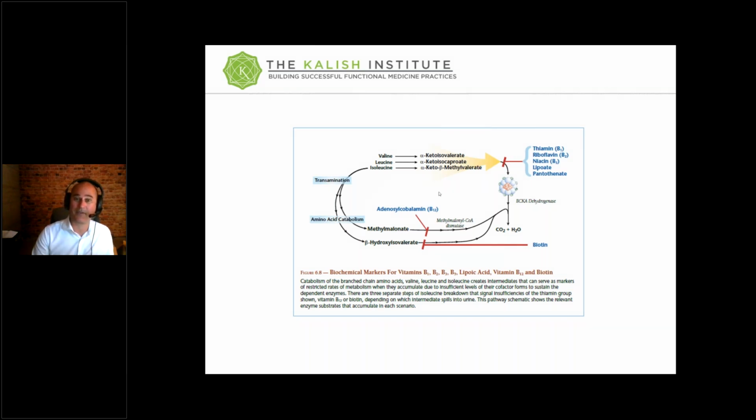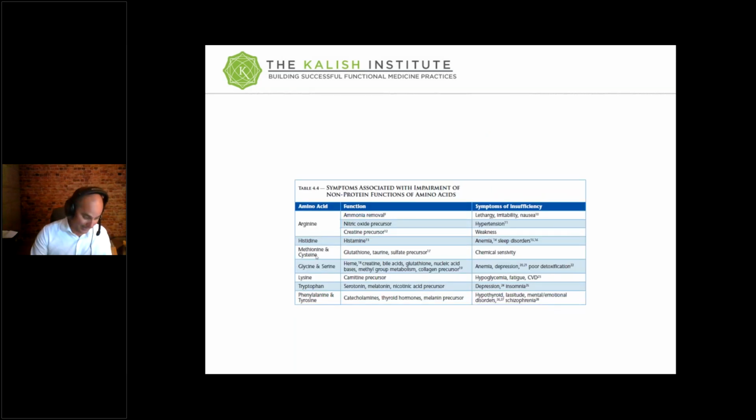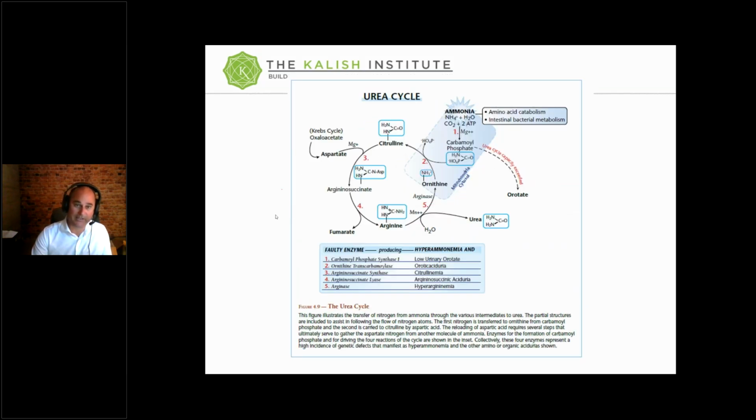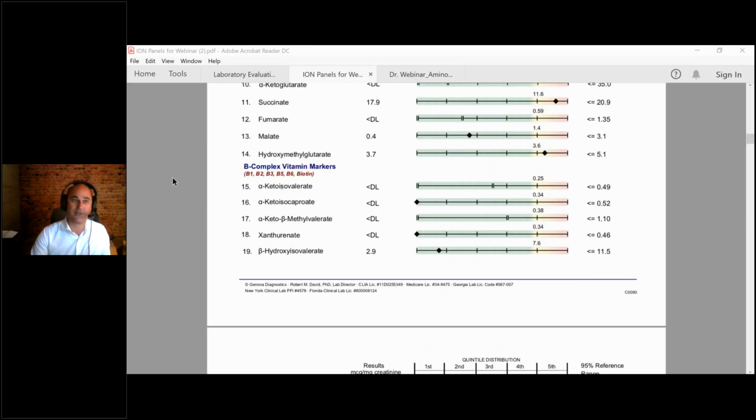So in a way, the B vitamin section is really a referendum on amino acids. It took me so long to figure this out. I hope this is making sense because I know these concepts are kind of complicated. So let me say this one more time.